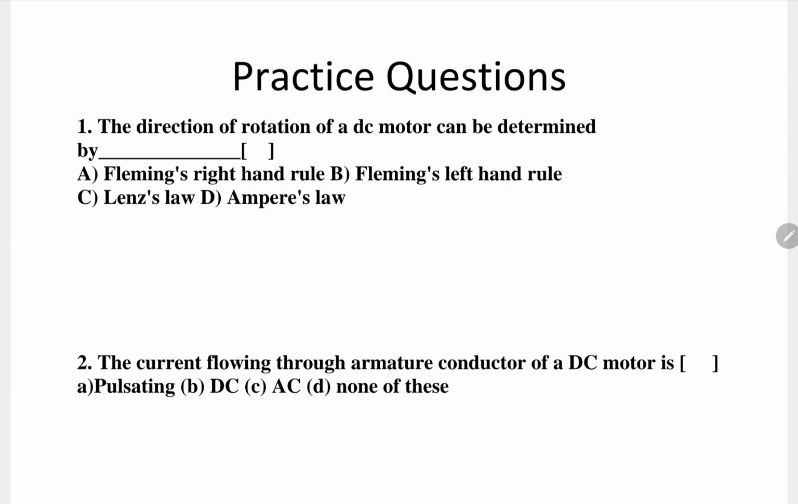Now let's start with the practice questions. First question: the direction of rotation of the DC motor can be determined by? In the DC generator we use Fleming's right hand rule, but in the DC motor we use Fleming's left hand rule. So the answer is B.